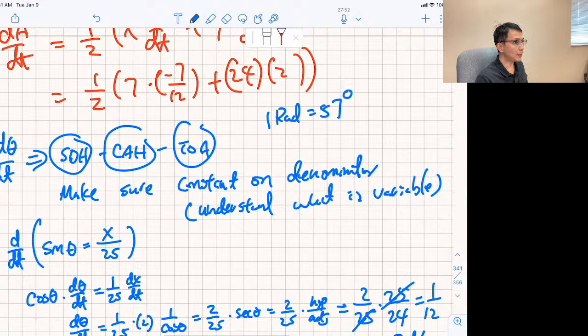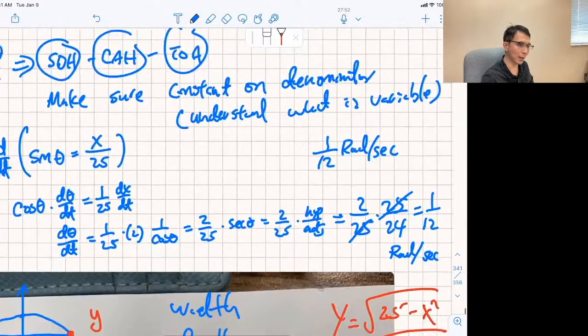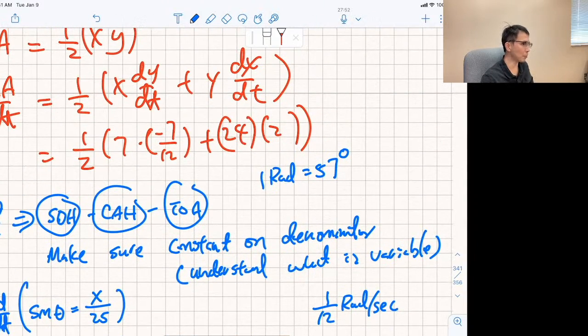Because 57 times 3.14 is equal to 180. Because pi radian is equal to 180 degrees. So therefore, 3.14 radian is equal to 180 degrees. Therefore, 180 divided by 3.14 is roughly equal to 57.3. So 1 radian is equal to 57 degrees. Why is that important? Because you will know what I mean by 1/12 of a radian per second. That means 1/12 of 57, so roughly 4 to 5 degrees per second. That's how much the angle is changing.